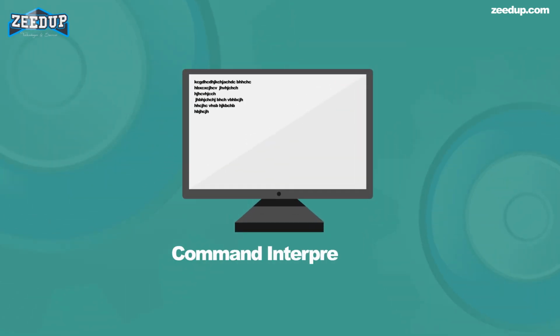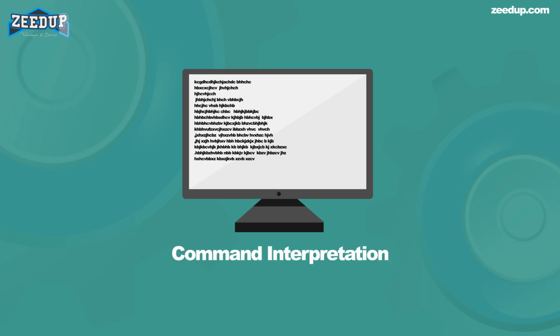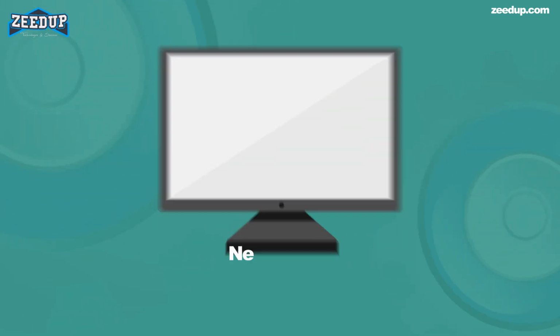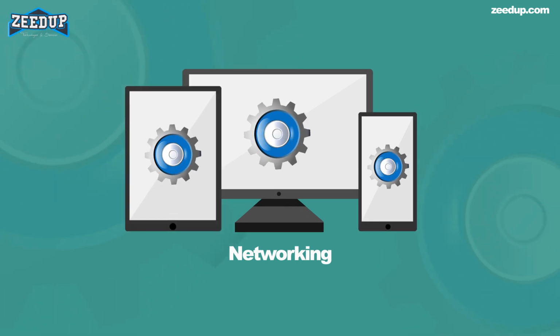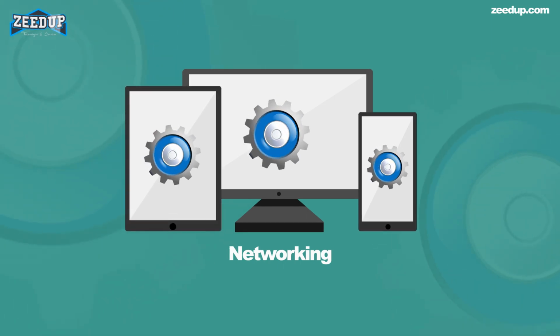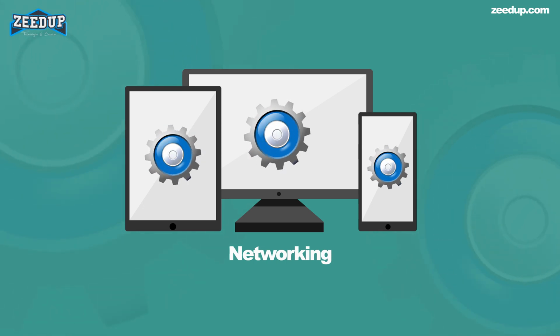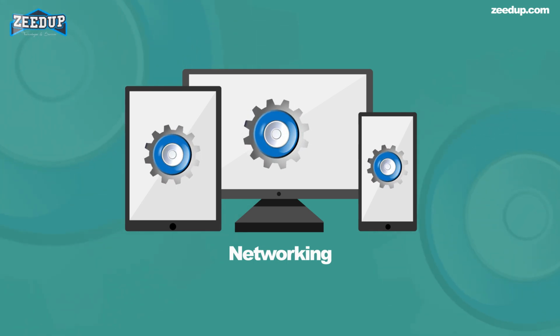8. Command interpretation. This module interprets commands given and acts on system resources to process those commands. 9. Networking. A distributed system is a group of processors which do not share memory, hardware devices, or a clock. The processors communicate with one another through the network.